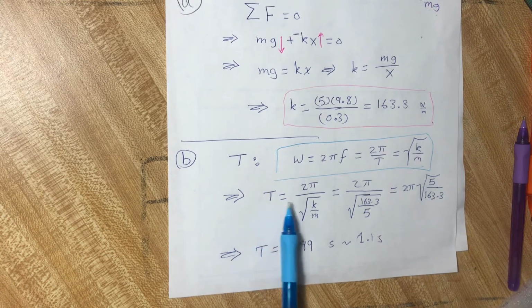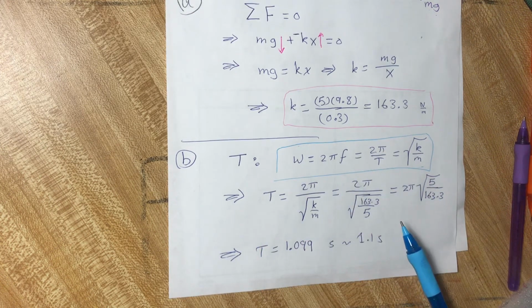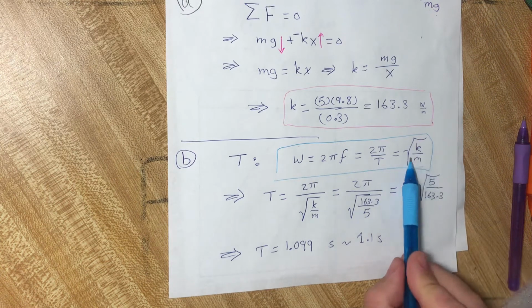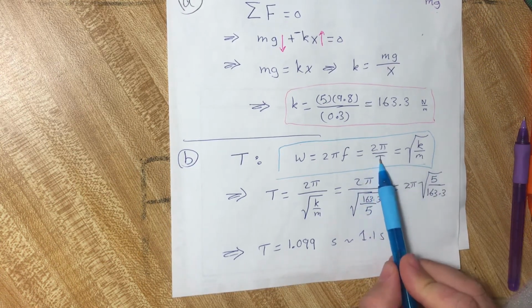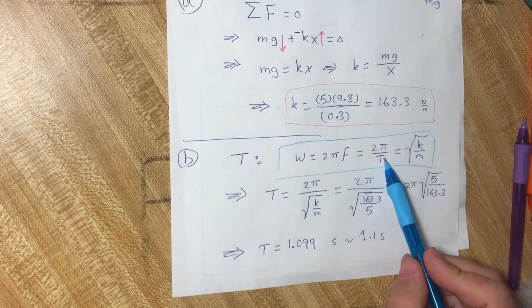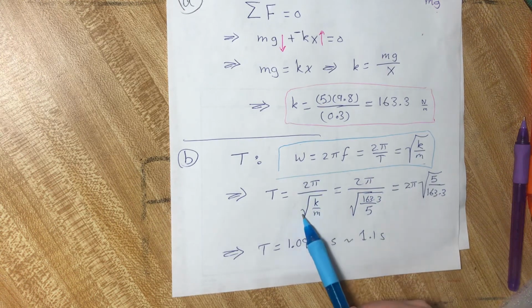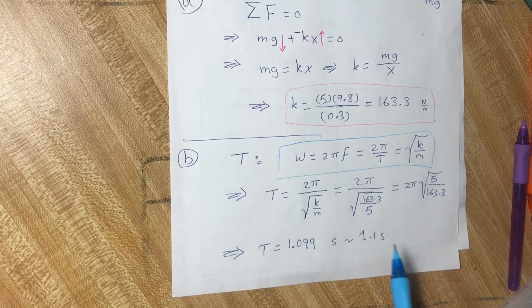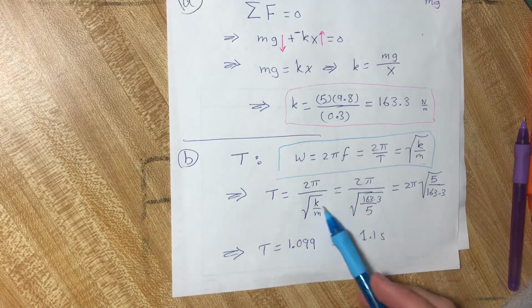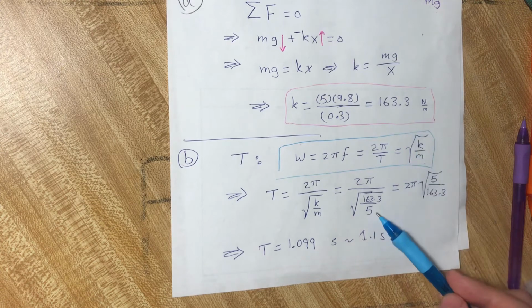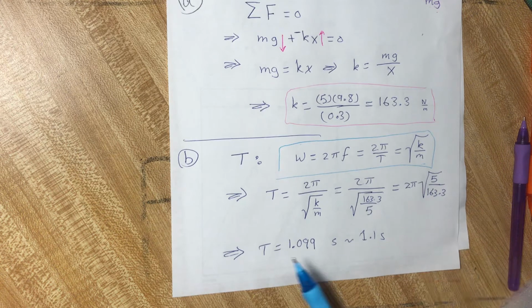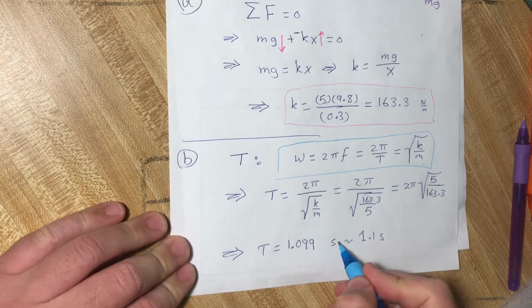So T, as we found before, we just need to use this term and this term. Put T here and put this term in the denominator, 2 pi over the root of k over m. K is known, and m is 5. It will be T equal to 1.099, approximately 1.1 seconds. In seconds, okay?